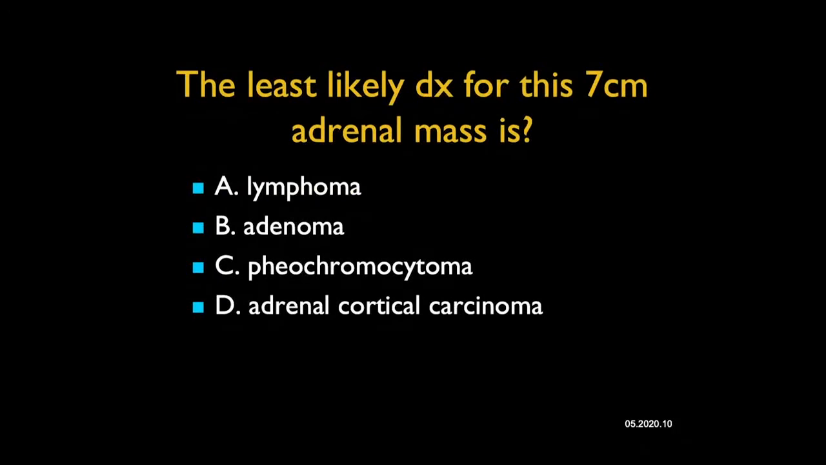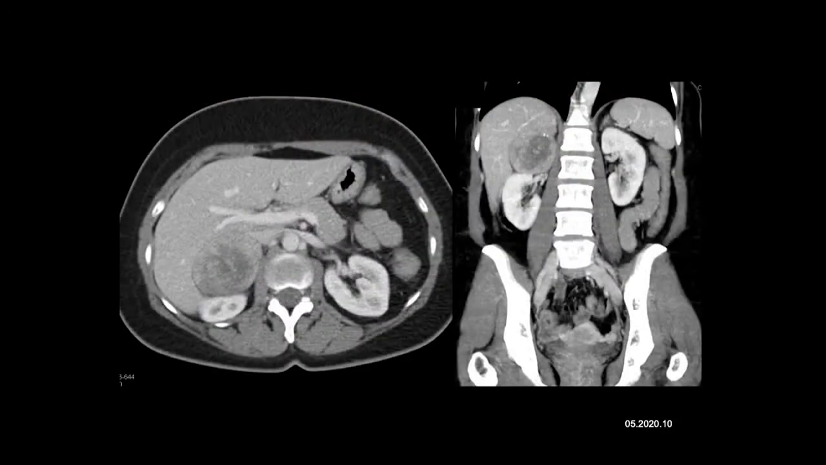The least likely diagnosis in this case is the question, well, what do you see? You see a 7 centimeter mass in the right adrenal gland. This ended up being a carcinoma. Okay, that's what it was.